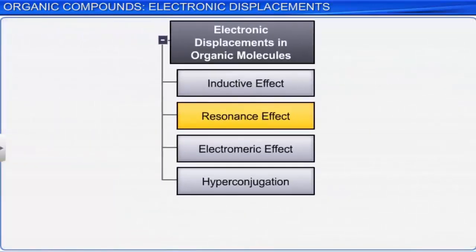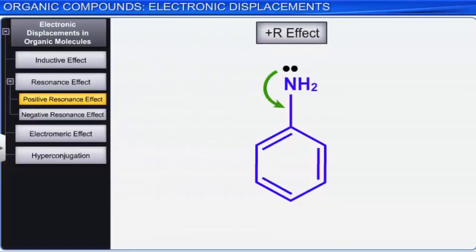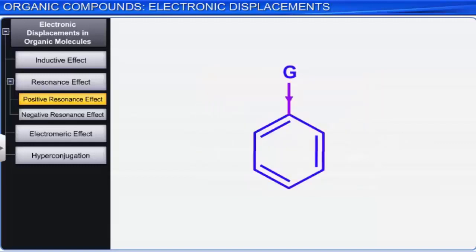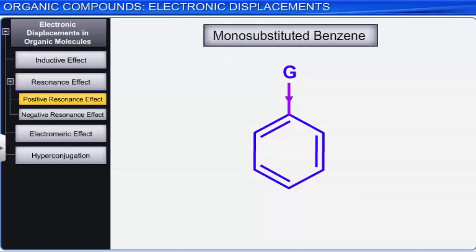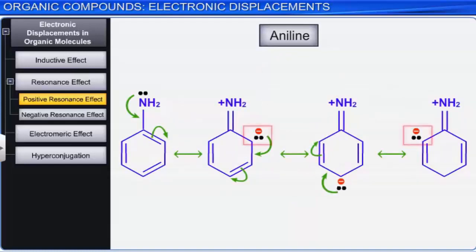Resonance effect is of two types. They are positive resonance effect and negative resonance effect. In the positive resonance effect, the transfer of electrons is away from an atom or substituent group attached to the conjugated system. Halogens, amino group, hydroxyl group, and methoxy group are some of the examples of positive resonance effect groups. The positive resonance effect in monosubstituted benzene increases the electron density at ortho and para positions. For example, in aniline, due to the conjugation of the lone pair of electrons on the nitrogen of the amino group with the pi electrons of benzene, the electron density is increased at the ortho and para positions as shown here.